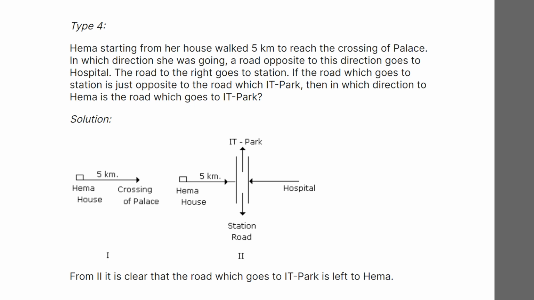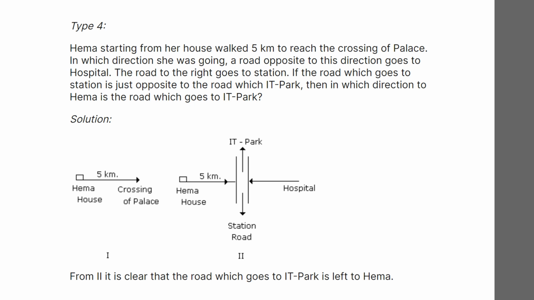So this is how we have here the direction chart for the road, and here one direction is fixed, that is the road to the right goes to the station. It means that if Hema is walking along this 5 kilometers line, the right side is the station road. And from the second sentence in the second half of the question, it is indicated that IT Park is opposite to the station road.